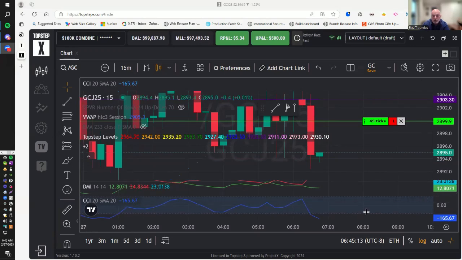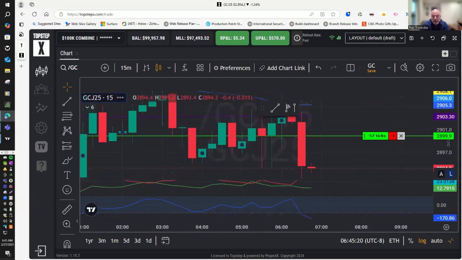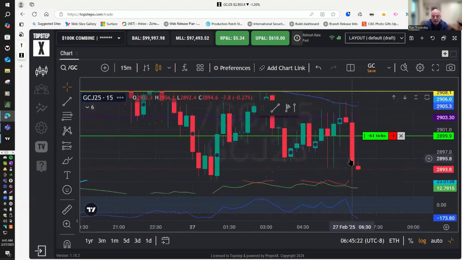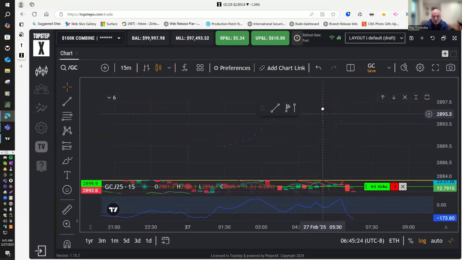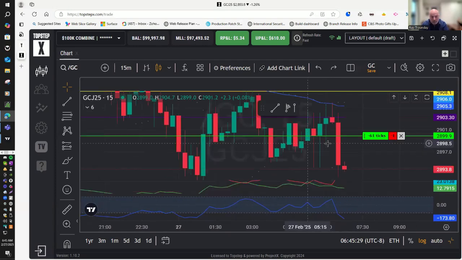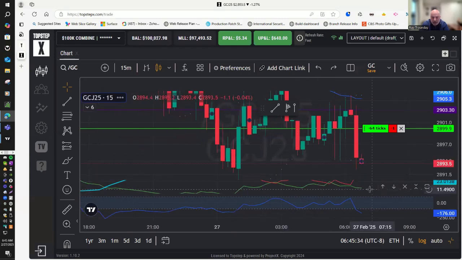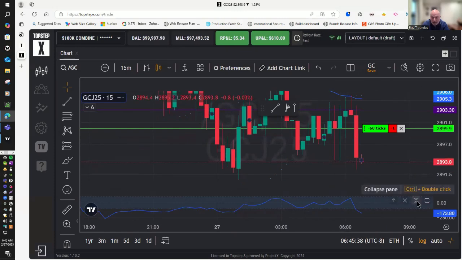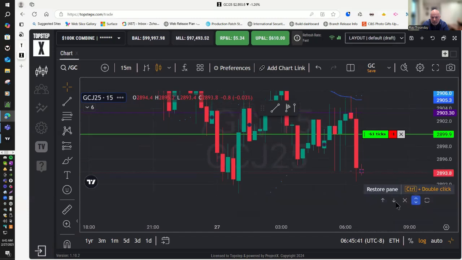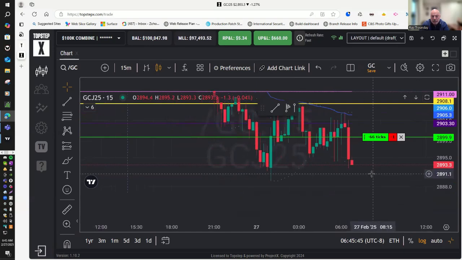Okay, so I'm just going to go ahead and hide some of my levels here, and really the premise for this trade was the fact that price had come to an area. Let's see if I can restore that. Okay, there it is. Price had come into an area here.